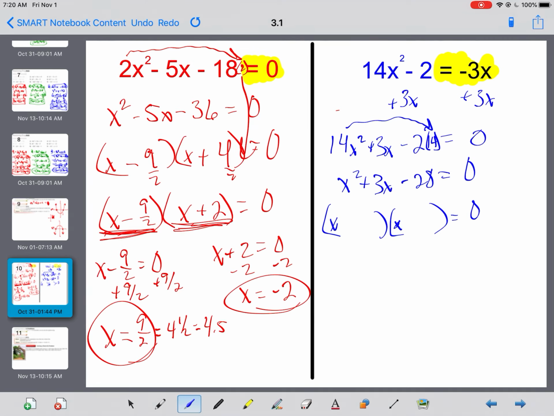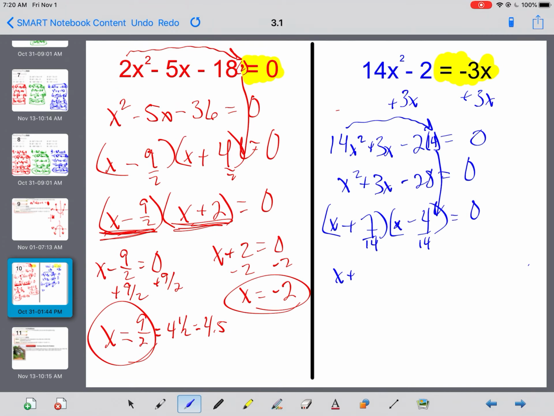And factor the 28 that subtracts to 3. 28 right off the top of my head is 4 times 7. And 7 minus 4 is a 3. If you slide it, you've got to divide it. So that's x plus 7 over 14 and x minus 4 over 14.